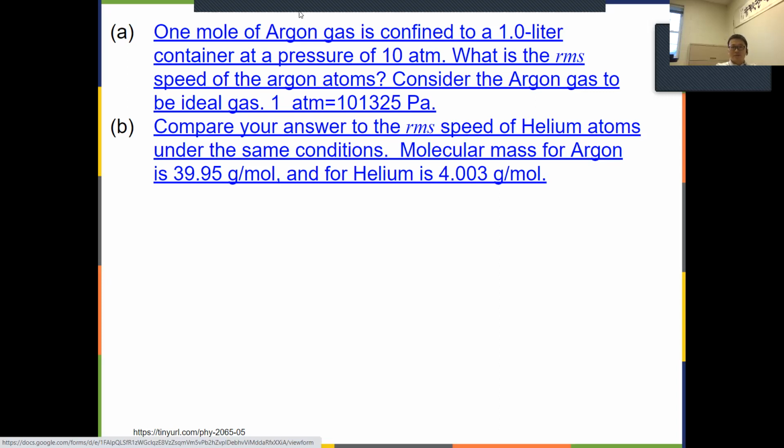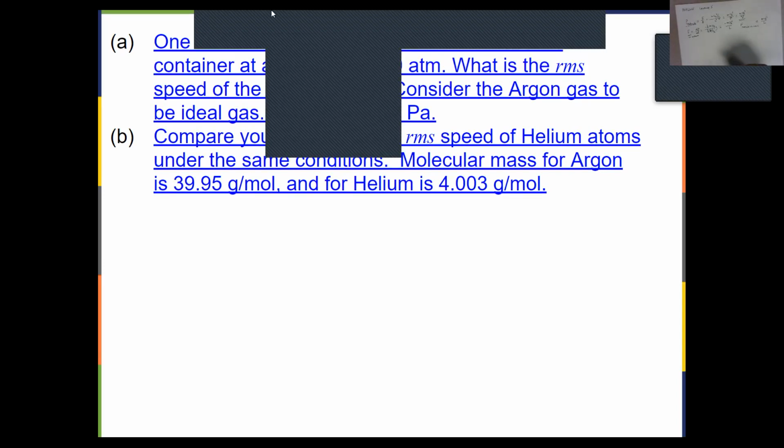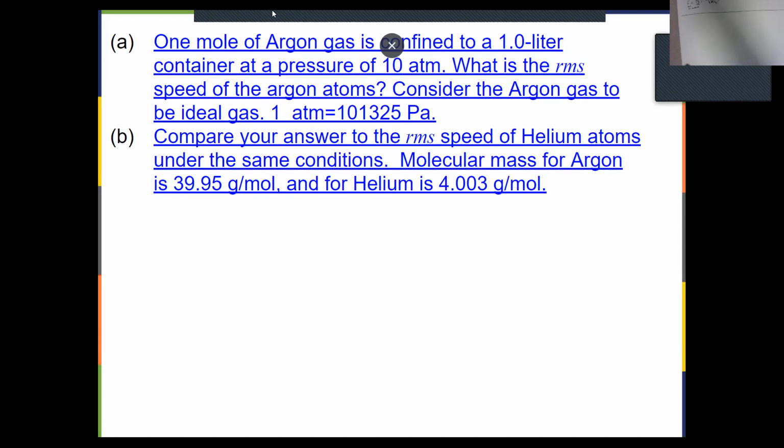Let's take a look at this one. What's given here is the volume of 1 liter. Liter is not an SI unit, so you might want to convert this into the SI unit: 1.0 times 10 to the minus 3 cubic meters. The pressure is 10 atm. Atm is not an SI unit, so that is 10 times 101325 Pascal. Let me write those numbers down before I exit full screen mode. And there's 1 mole, so n equals 1 mole.